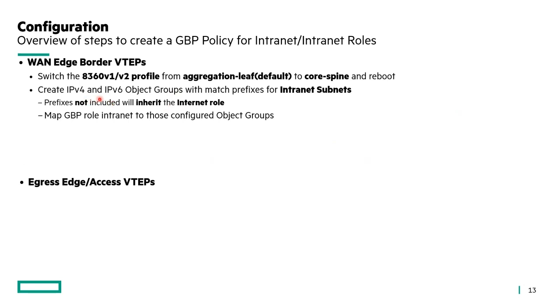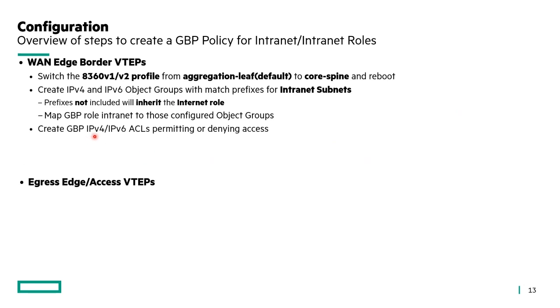Then you would create IPv4 and v6 object groups with matched prefixes for the internet subnets. And the prefixes that you don't include in the internet subnets object groups will inherit the internet role by default. And we want to map the GBP role internet to those configured object groups.